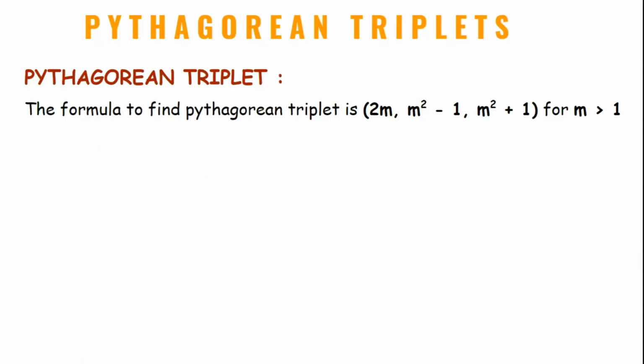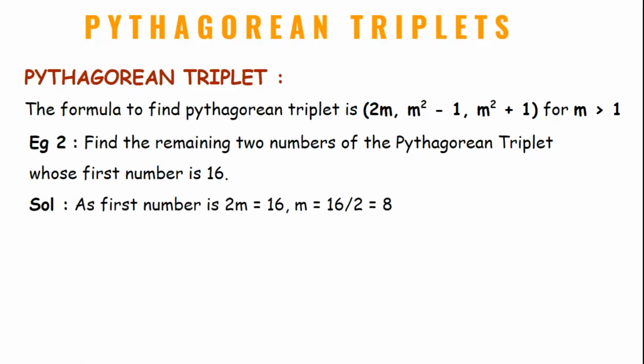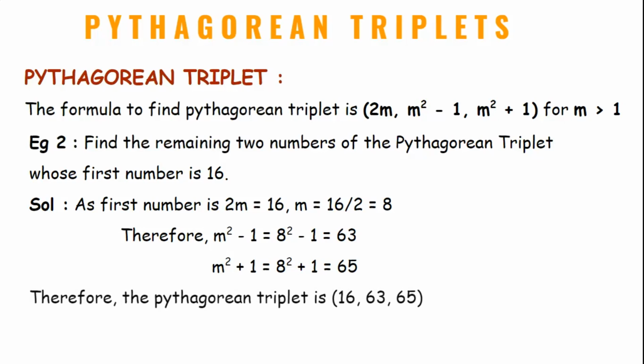Let us see one more example. Find the remaining two numbers of a Pythagorean triplet whose first number is 16. As we know here, the first number is 2m. Let us equate it to 16. So, m becomes 16 by 2, which is 8. Now, substitute this m value in the other two numbers, that is m square minus 1, which is equal to 8 square minus 1, that is 63, and m square plus 1, which is equal to 8 square plus 1, that is 65. Therefore, the Pythagorean triplet required is 16, 63 and 65.